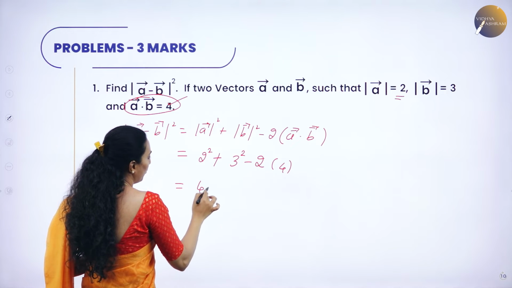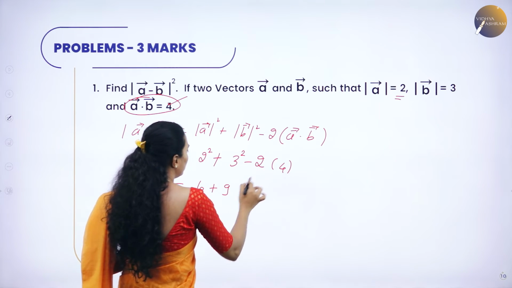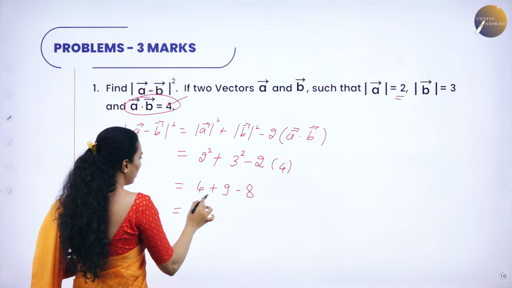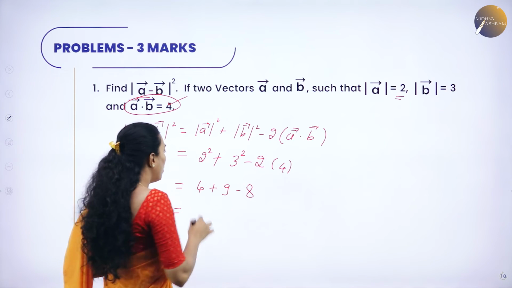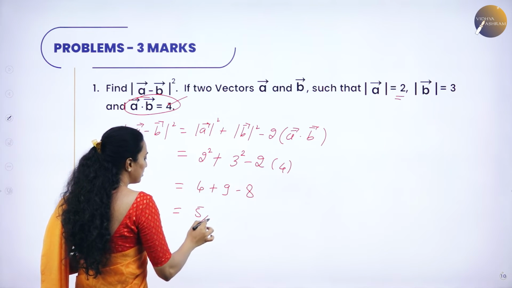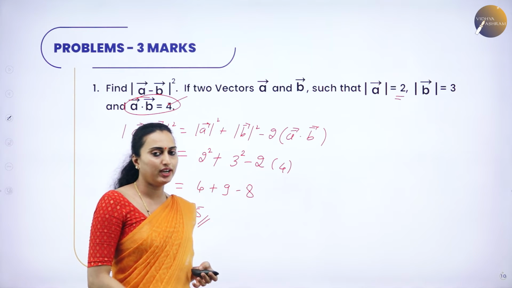2 squared is 4 plus 3 squared is 9. 2 4s are 8. So therefore 9 minus 8 is nothing but 1. 4 plus 1 is 5. So this is your final answer. You are going to get it, dears.